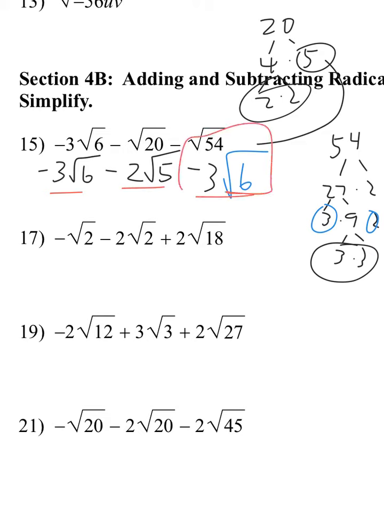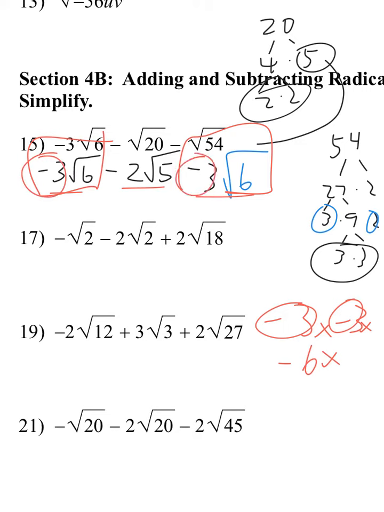These two are like radical terms. They're both square root 6 terms. So just like algebraically, if I had negative 3x minus 3x, I combine the negative 3's out in front to give me negative 6x. Well, I combine my coefficients in front of the radical, so it's negative 6, and it stays radical 6, just like this stayed an x, and then I have the minus 2 radical 5. So it's negative 6 radical 6 minus 2 radical 5.